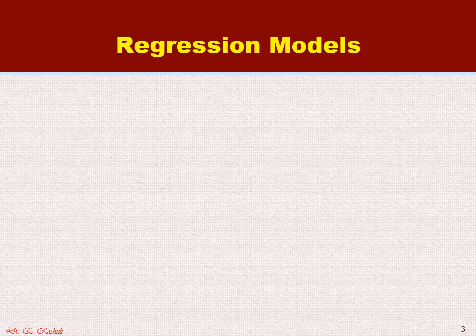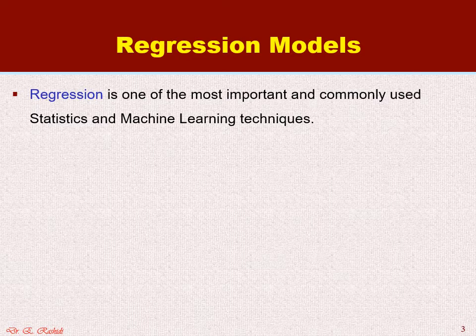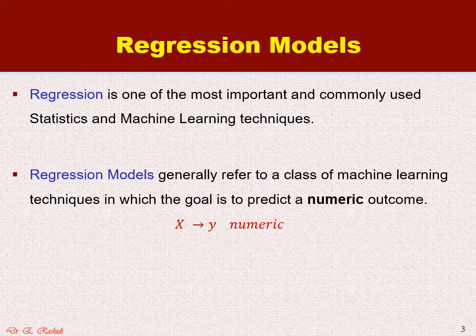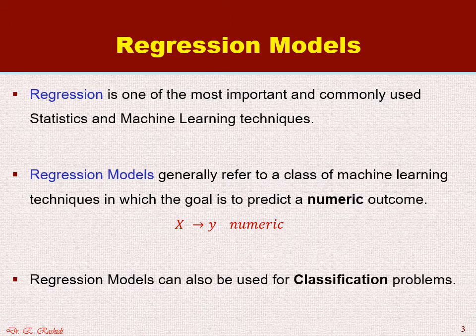Regression models. Regression is one of the most important and commonly used statistics and machine learning techniques. Regression models generally refer to a class of machine learning techniques in which the goal is to predict a numeric outcome. The consensus is that there is a relationship between the target variable y, which is numeric, and the independent variable x or a set of independent variables x. If we can figure this relationship out, then we can use it to make predictions for the values of the target variable. However, regression models can also be used for classification purposes.